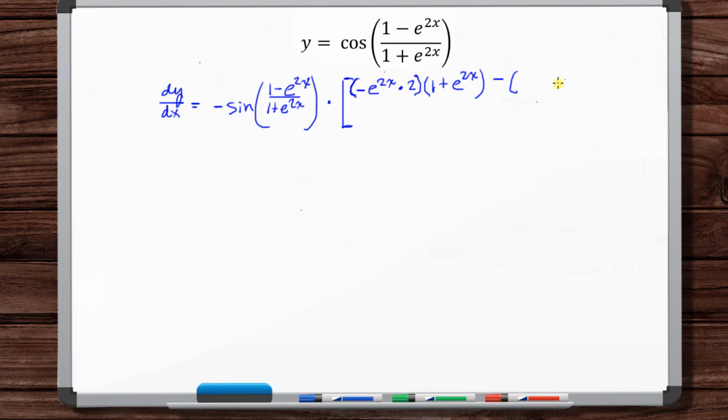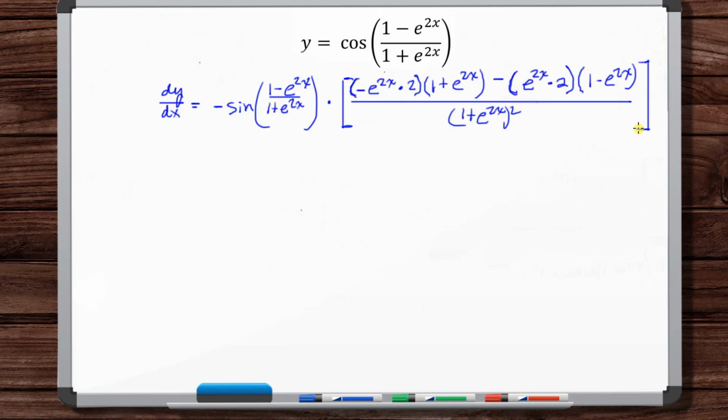minus the derivative of the bottom. The derivative of 1 is 0, and the derivative of e to the 2x is e to the something times the derivative of that something. So derivative of the top times the bottom minus the derivative of the bottom times the top, all over the bottom squared. All right, so that's your derivative, but now you need to do a bunch of algebra to clean it up.